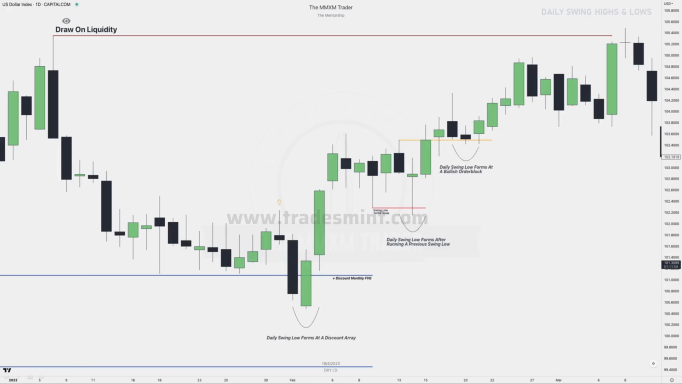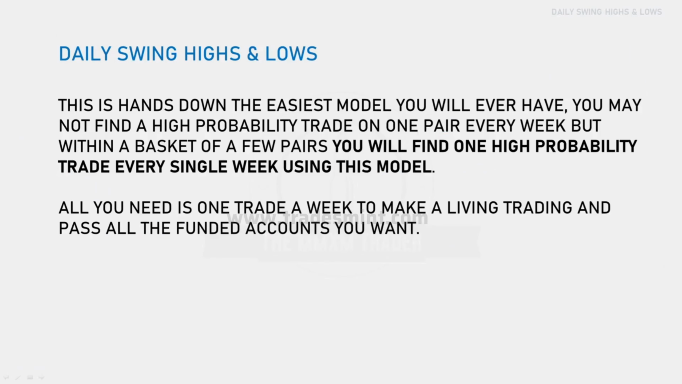So then all we have to do is work with the understanding of the open high low close or the open low high close, taught in that first lesson of the mentorship. So this is hands down the easiest model you will ever have. You may not find a high probability trade on one pair every week, but within a basket of a few pairs you will find one high probability trade every single week using this model. All you need is one trade a week to make a living of trading and pass all funded accounts you want.